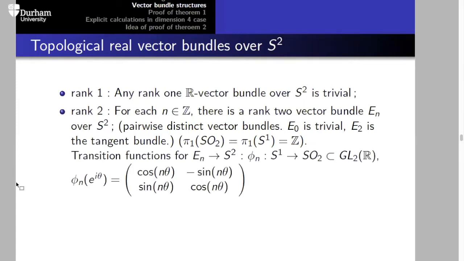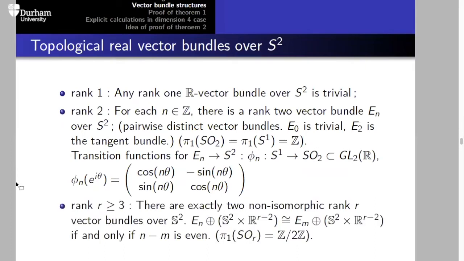Transition functions for E_n can be calculated easily. If I look at S^1 as the unit circle, e^(i theta) just goes to a rotation of angle n theta. For higher rank, at least 3, there are exactly 2 non-isomorphic rank r vector bundles, because the homotopy group of SO_r is Z over 2Z. And if I stabilize these rank 2 vector bundles, E_n and E_m, by adding a trivial bundle, the bigger bundles become isomorphic if and only if the difference is even.